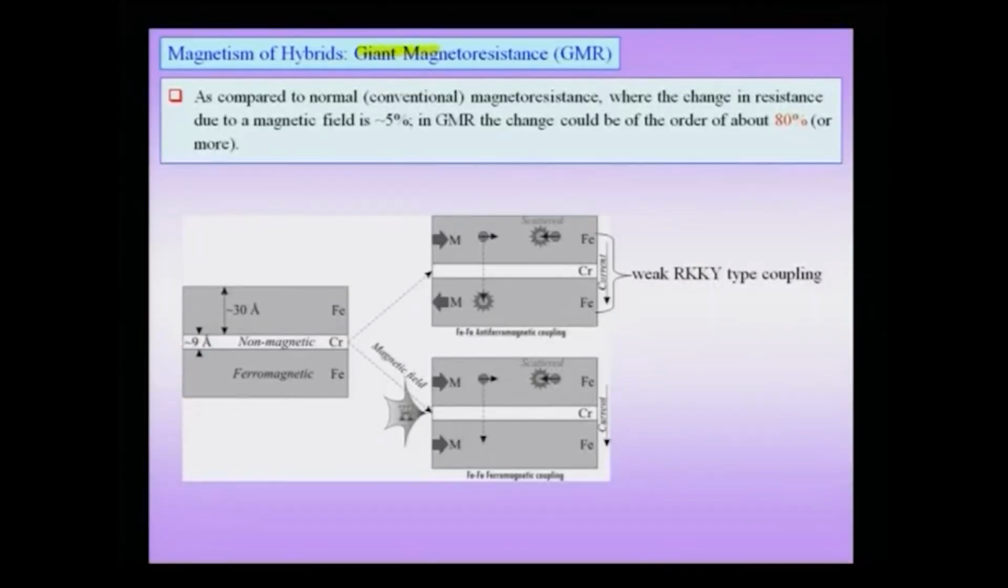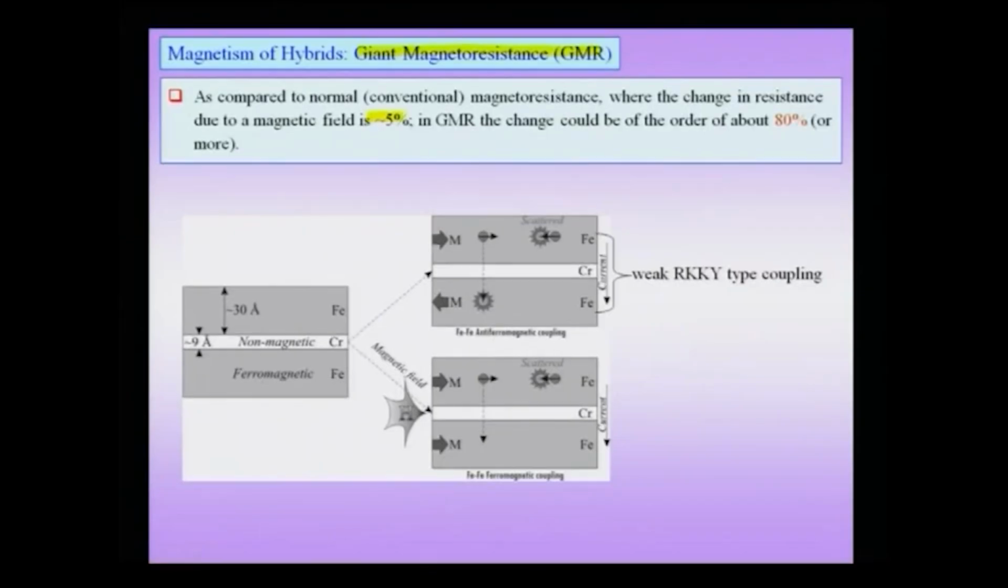Next, we take up magnetism of hybrids, and in this context we will take up the important phenomenon known as giant magnetoresistance, or GMR for short. It is important to know, we had earlier noted a concept known as anisotropic magnetoresistance, and we had noted that the magnetoresistance value is typically about 5%. That means, in the presence of a magnetic field and in the absence of a magnetic field, the resistance value changes only by about 5%.